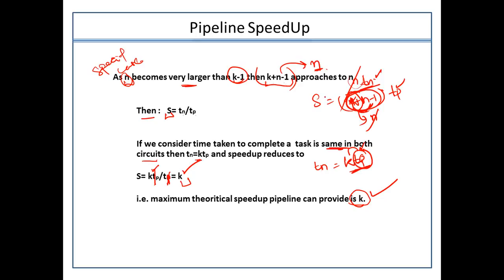So again, I'm repeating: this is just the advanced version of how we manipulate the speed up by considering certain values. If the value of n is very large, then we can say k plus n minus 1 approaches n, and we can consider it approximately equal to n only, and we get this result. And in the second case, if we consider that the time taken is equal in both cases, then we can consider Tn equals k times Tp. By putting in the value, we get the speed up equal to k.